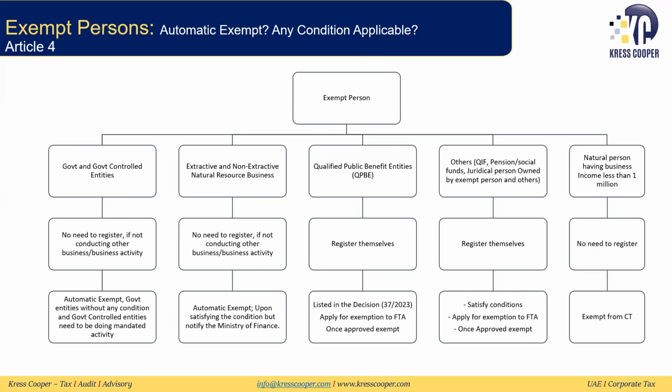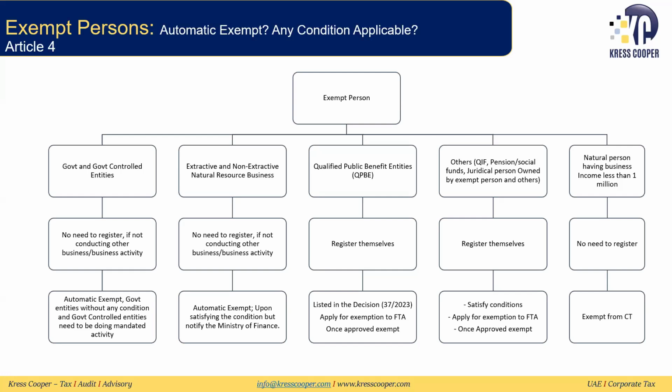Now, the second category is extractive and non-extractive natural resource business. For this category, again, they do not need to register, if they're not conducting any other business activity and they're only doing extractive business or non-extractive natural resource business. In that case also they have an automatic exemption. The only thing is that they need to satisfy the conditions. We will be discussing these conditions later in the slides. And also they have to notify the Ministry of Finance.